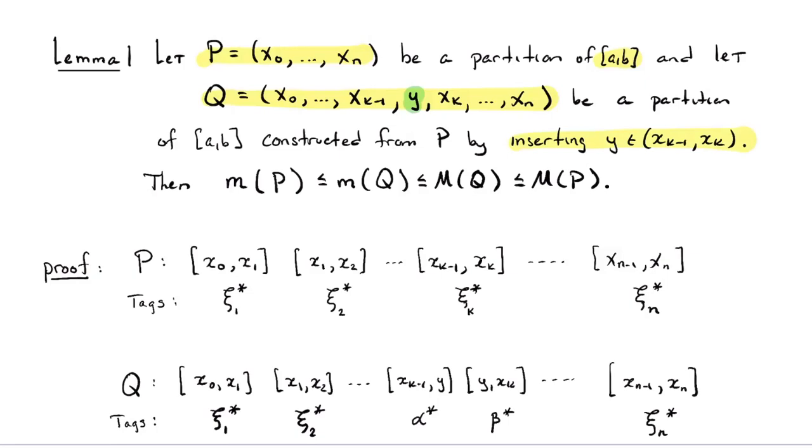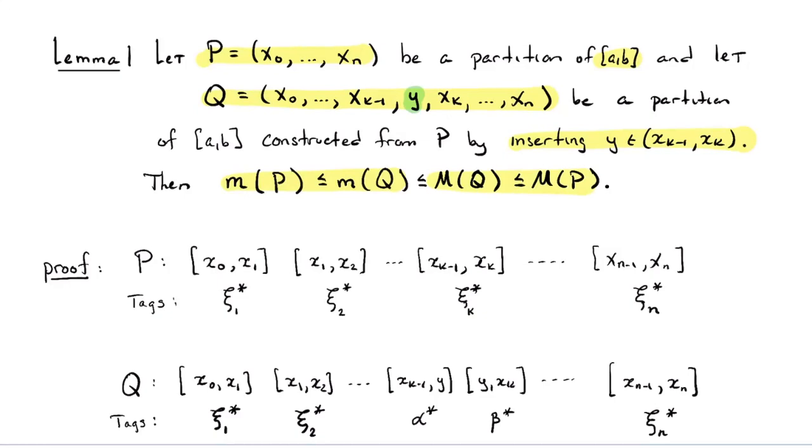So what the lemma is saying, it's really saying a couple of things. First of all, it's saying that when you do that, the lower sum cannot decrease. Okay, so the lower sum of the partition Q has to be at least as big as the lower sum of the partition P. Lower sums, when you stick a new point in, cannot get smaller. And likewise, upper sums cannot get bigger. Okay, so those are the two main statements of this lemma.